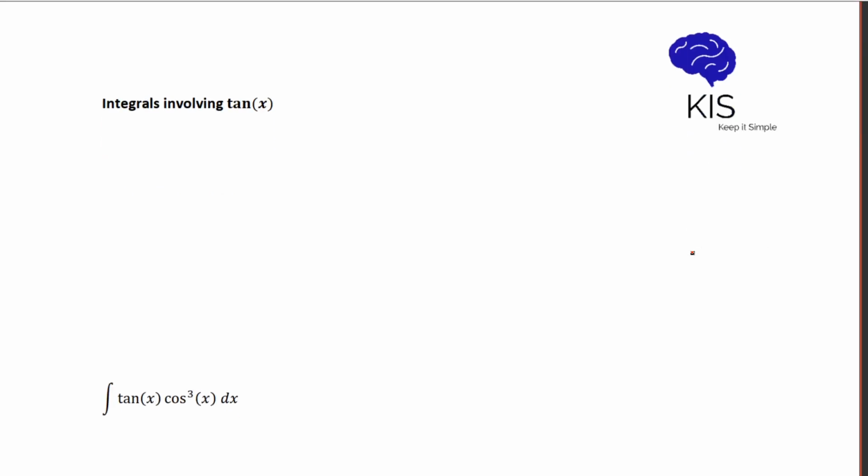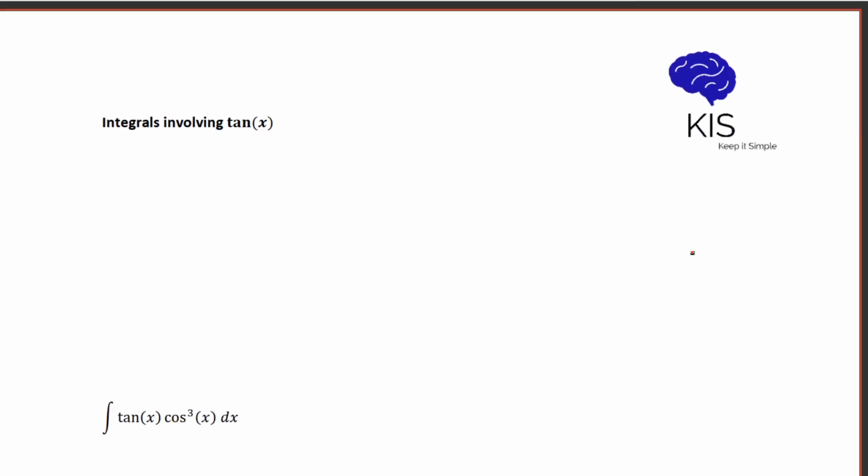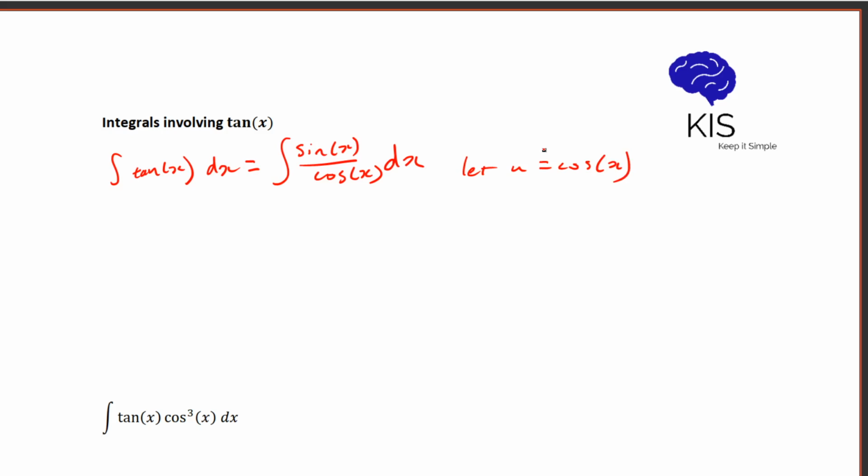Alright, now I'm going to move on to integrals involving tan x. So if I was just taking the integral of tan x, I can split that up into sine x on cos x, and then to integrate this I need to let u equal cos x and do a substitution, because when I differentiate cos x I'll get minus sine x, and that'll cancel out with this, so eventually I'll get like minus 1 on u du, something like that.